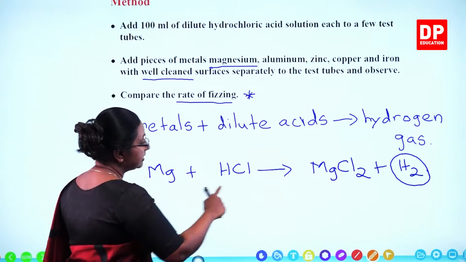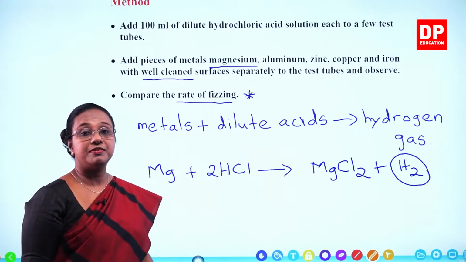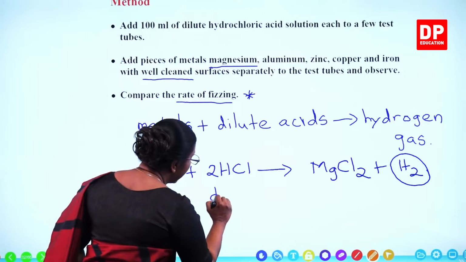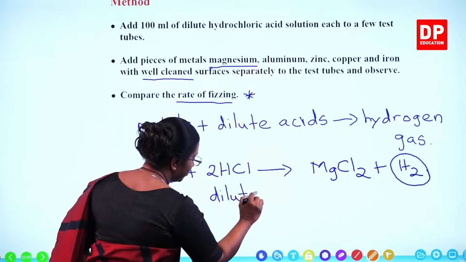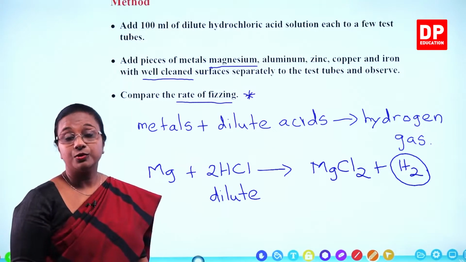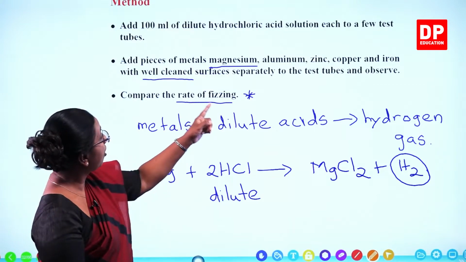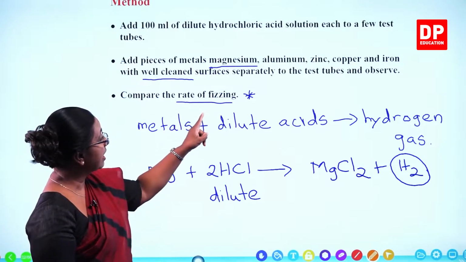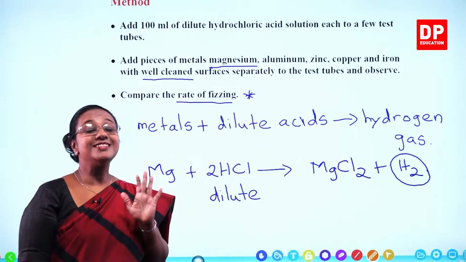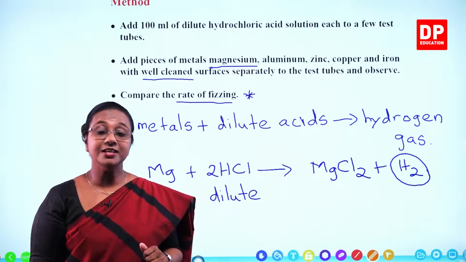So here you can see we need to balance the reaction by putting a 2 as the coefficient in front of HCl. So this is going to be a dilute acid solution. So first we will use hydrochloric acid. With hydrochloric acid, we will observe the reaction of all these metals: magnesium, aluminium, zinc, copper and iron. So again students, this is a very simple activity. Let's go to the lab and do the activity now.